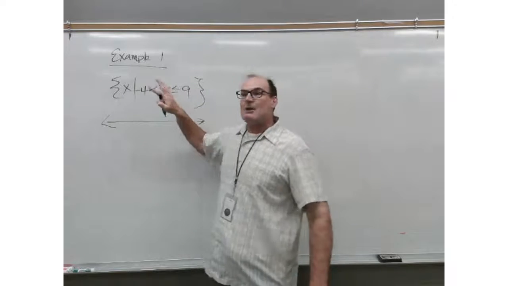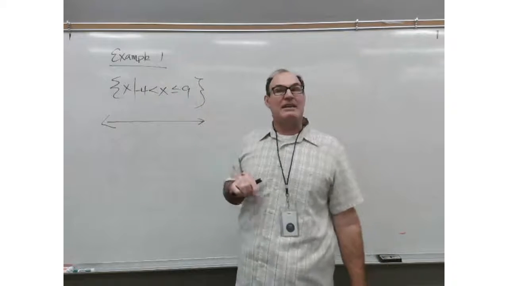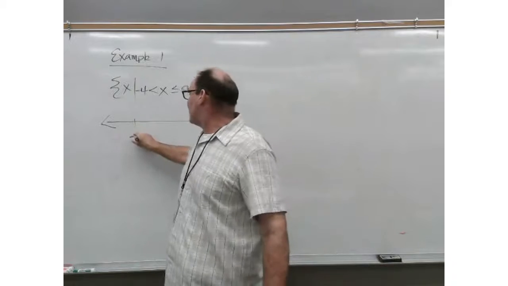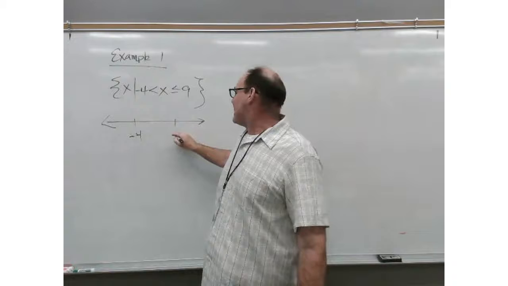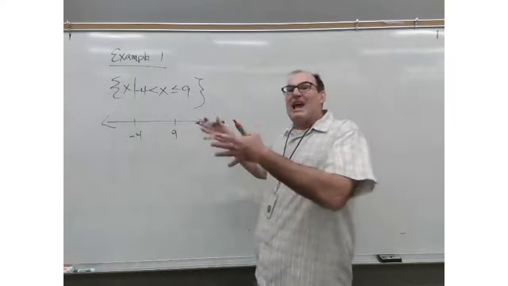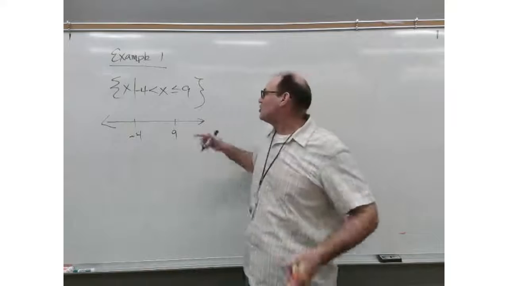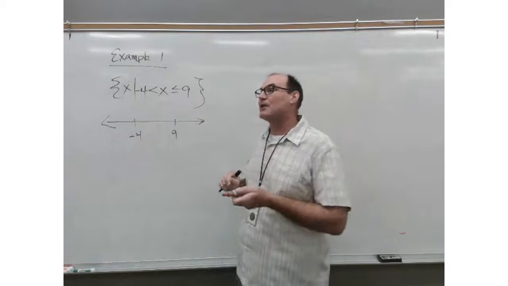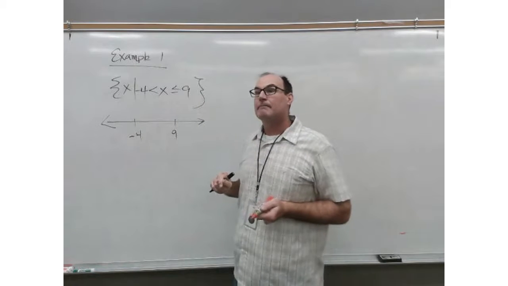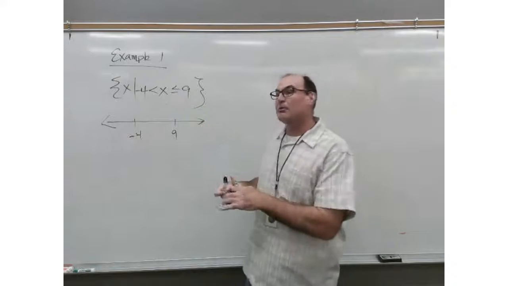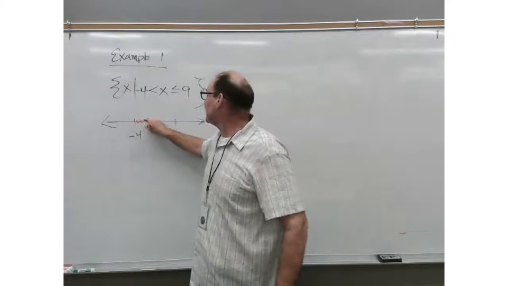Okay, what are the endpoints of my interval that you can see from the set builder notation? Okay, I've got -4 as one of my ends, and then 9 is the other end. If I was shading this, where would I shade? According to the way this is written, what part of the number line am I going to shade? Perfect. Whoever said that was exactly 100% right. You're going to shade between these two.